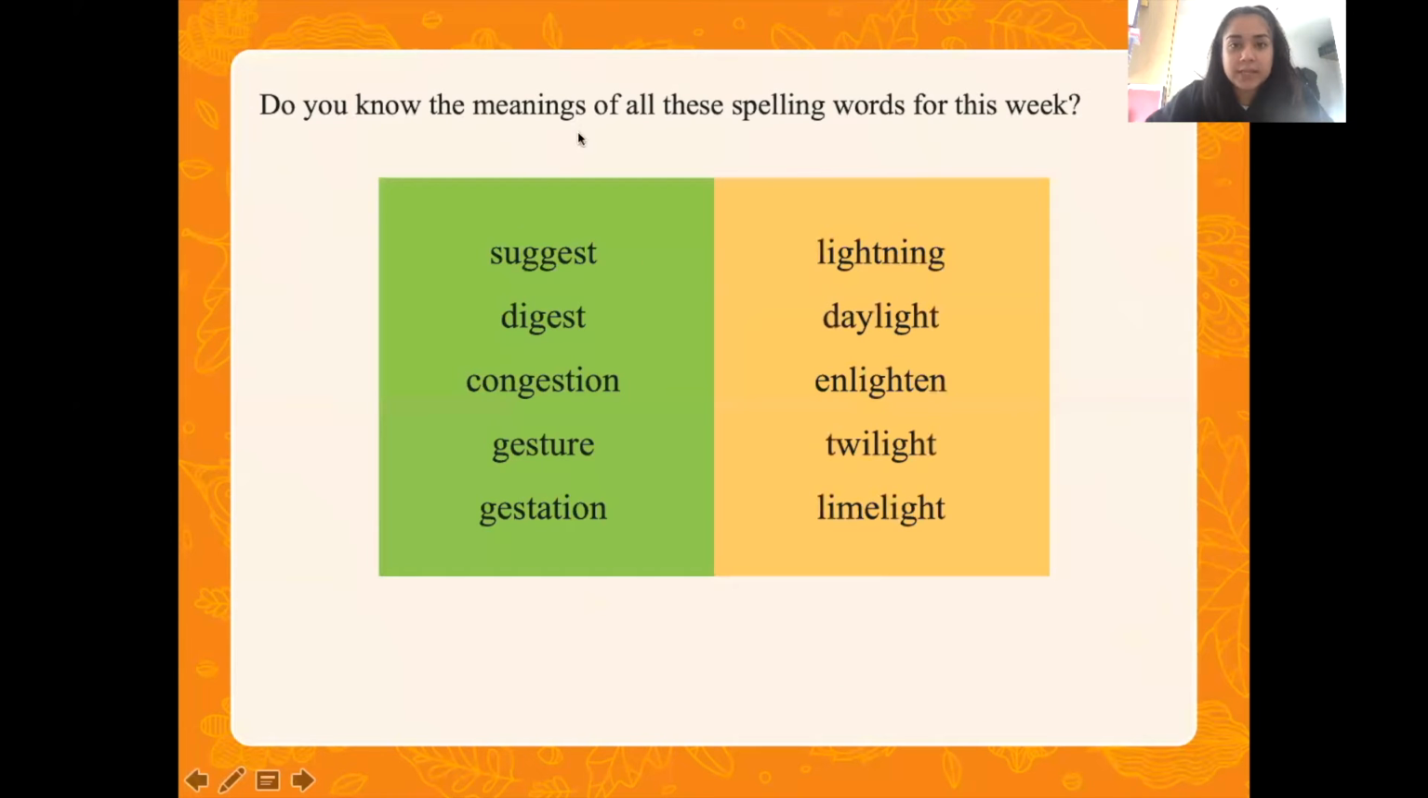Okay, so here are some spelling words for this week. Do you know the meanings of them? Can you please have a go at using a dictionary to find the meanings, the definitions of these 10 words that you have here? So we've got suggest, digest, congestion, gesture, gestation, lightning, daylight, enlighten, twilight, and limelight. So have a go at finding the definitions, pause the screen, use an online dictionary or one that you have at home, and when you're done, press play and we'll continue.